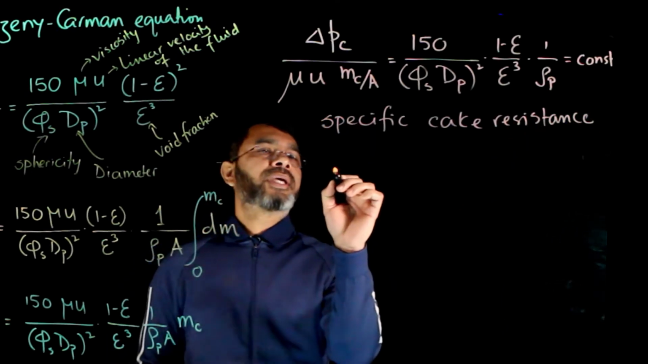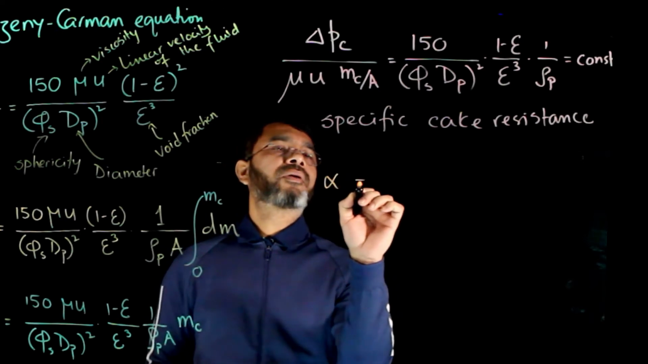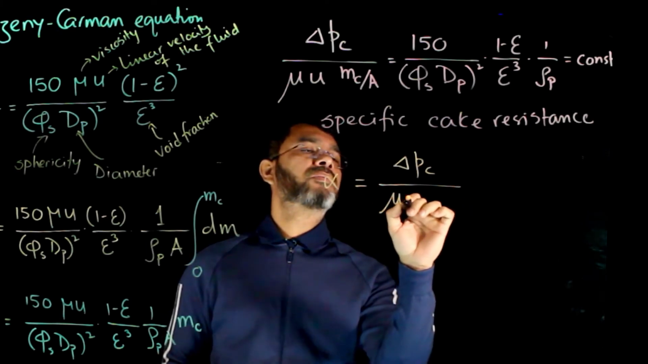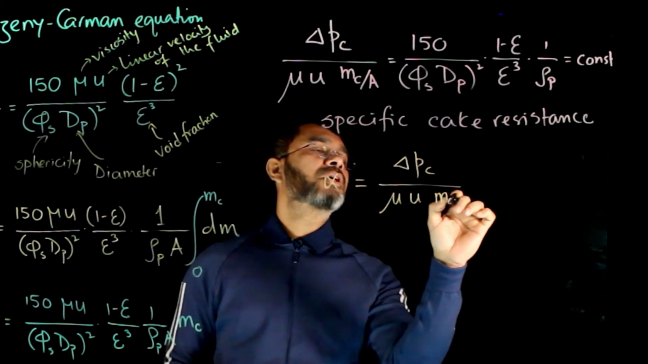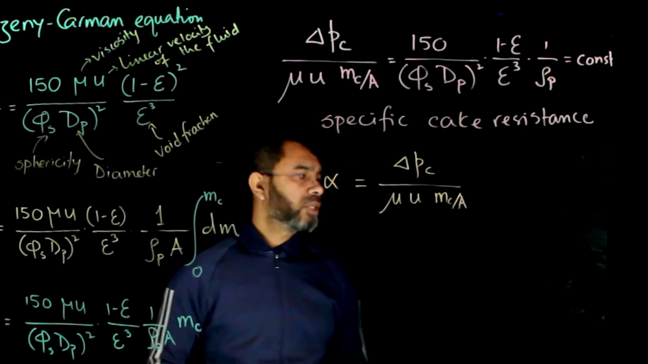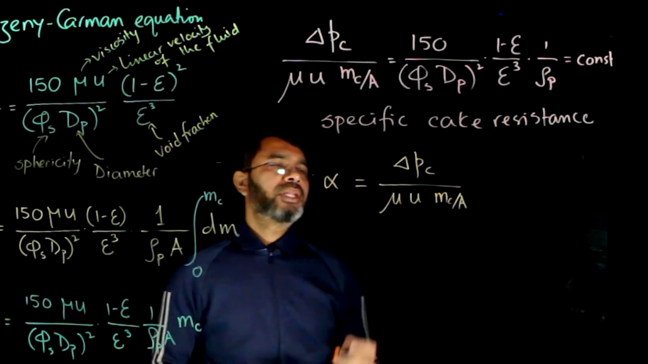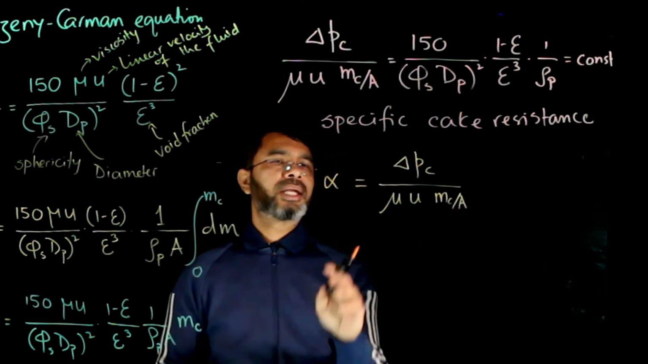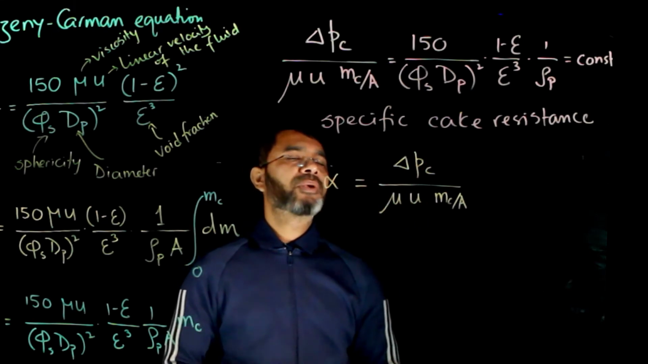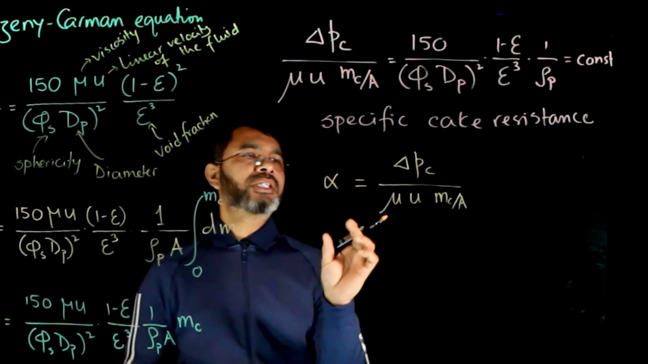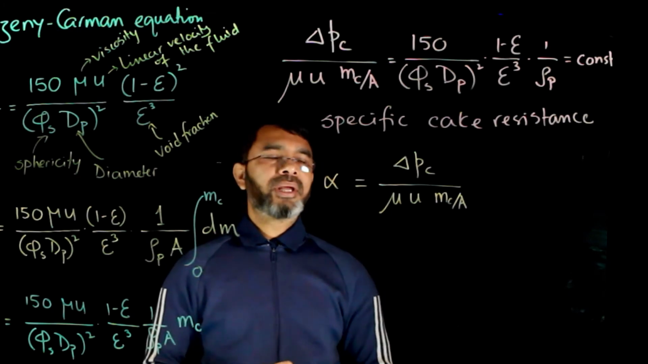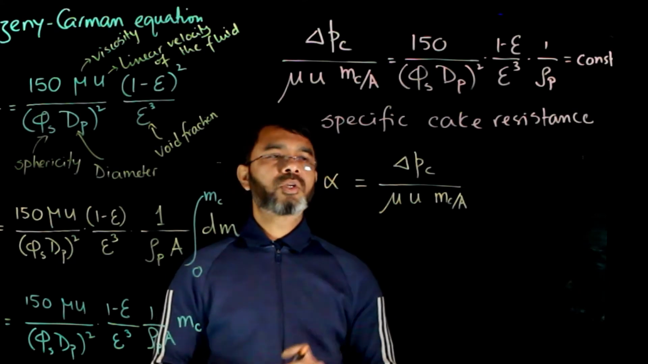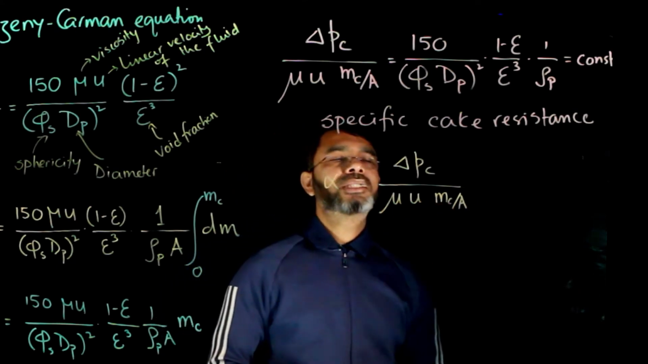So we have this specific cake resistance given by alpha equals delta Pc over mu u mc over A. The definition of this specific cake resistance is as follows. If in this equation mu, u, and mc over A all are 1, then alpha becomes delta Pc, meaning the pressure drop in the cake. So specific cake resistance is defined as the pressure drop that will happen in the cake if mu, u, and mc over A all equal 1. Okay, so mu is 1, u is 1, and mc over A is 1 as well.